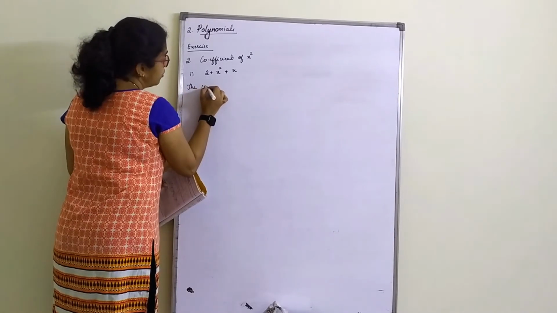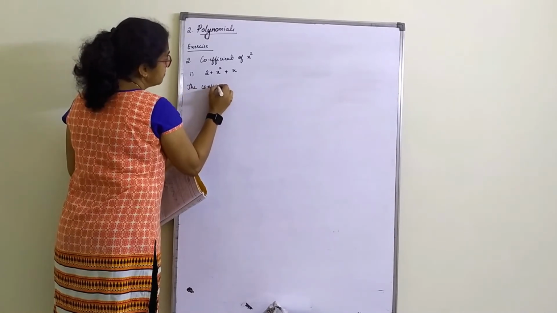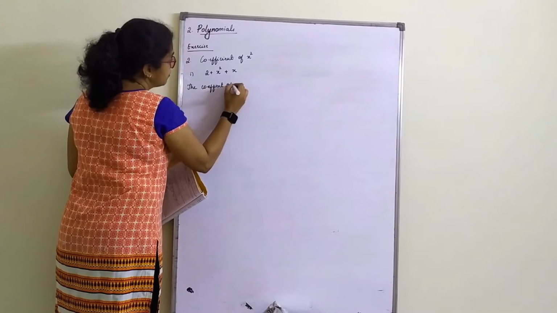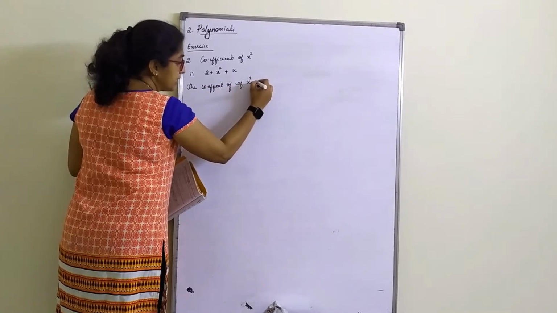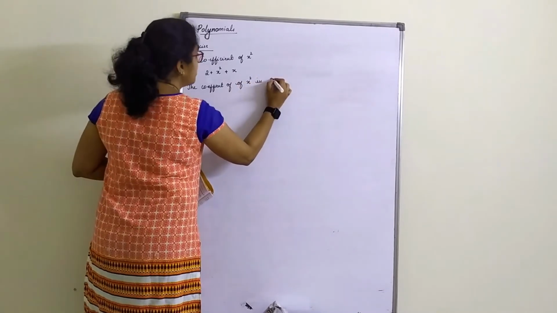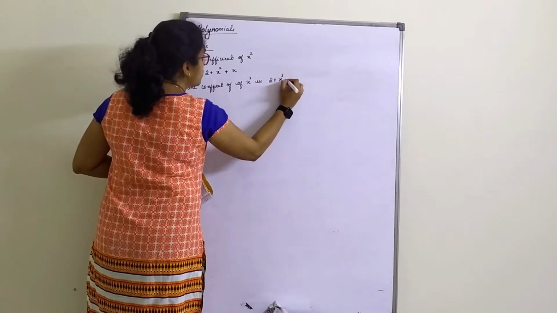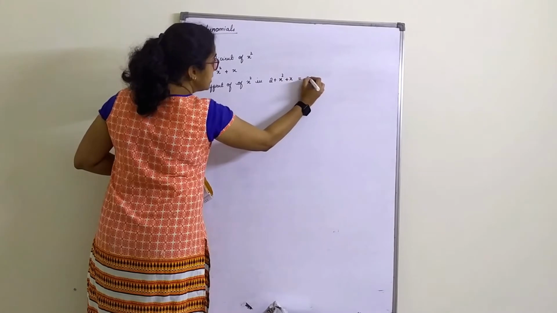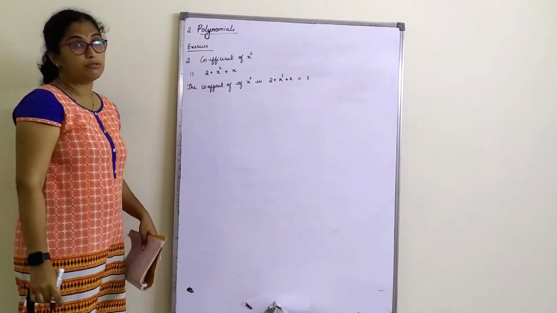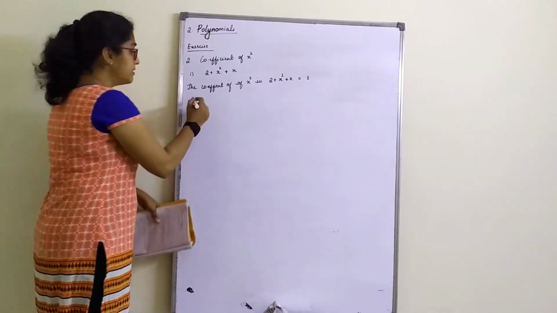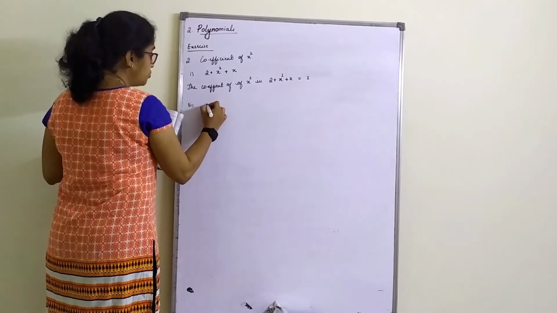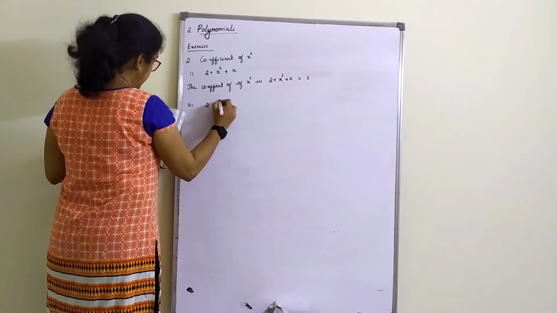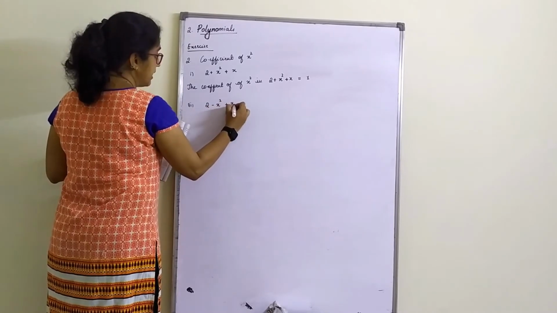The coefficient of x square in 2 plus x square plus x is 1. This is the correct way of writing it. Second one, what's the question given? 2 minus x square plus x cube.